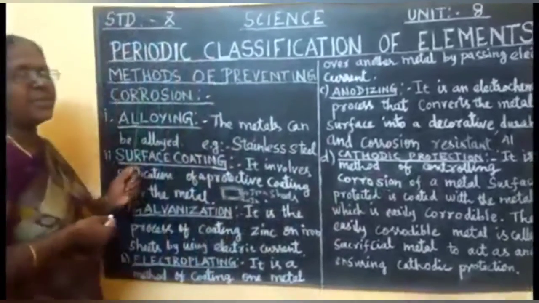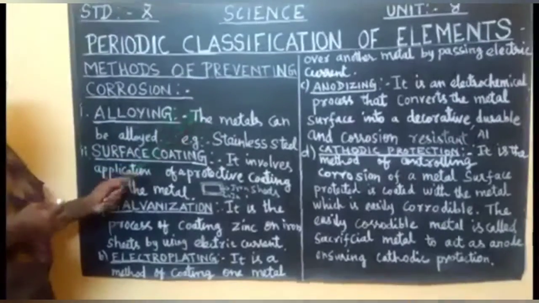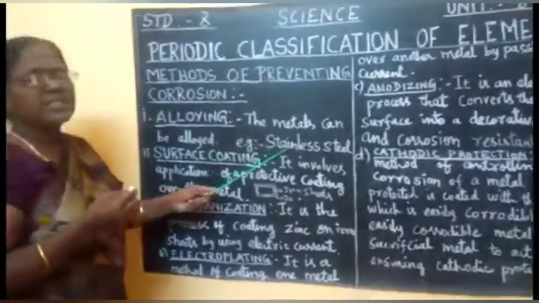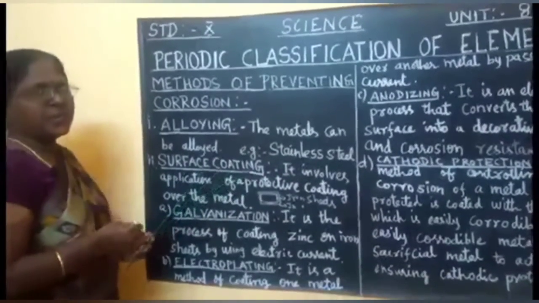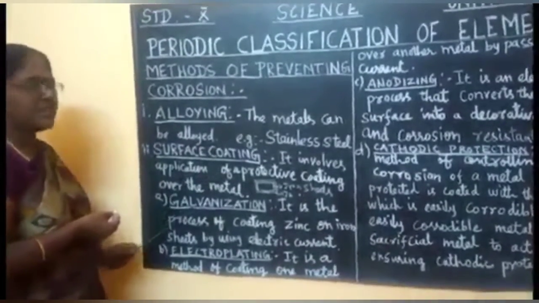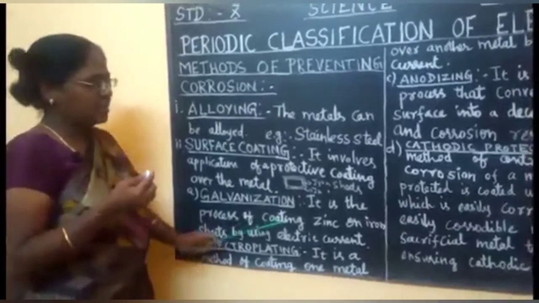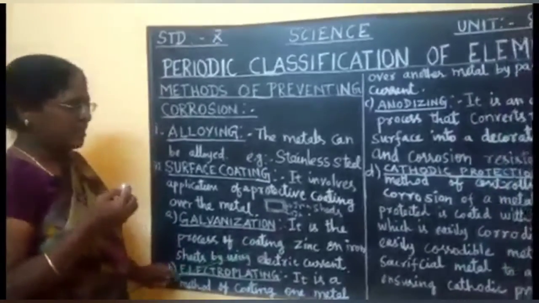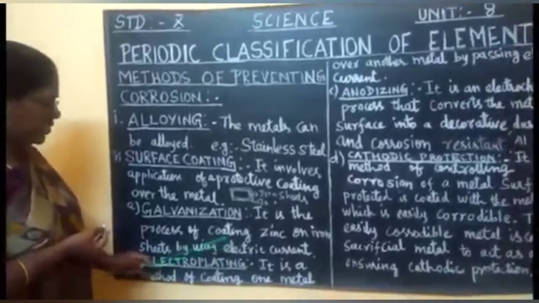Shall we revise from the beginning? So first one is alloy. Here metals can be alloyed to prevent corrosion. Example, stainless steel. Second method is surface coating. Here we are having different types. So first type is galvanization. It is the process of coating zinc on iron sheet by using electric current. So this is called as galvanization.